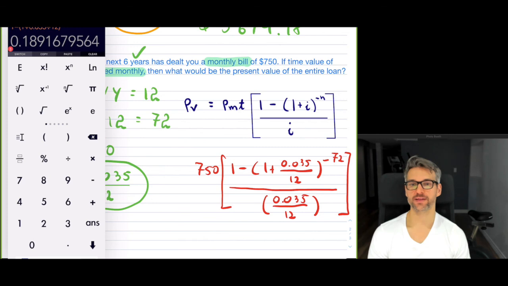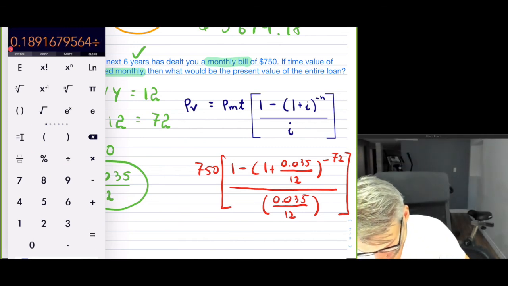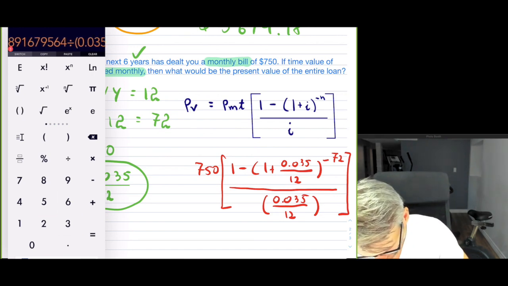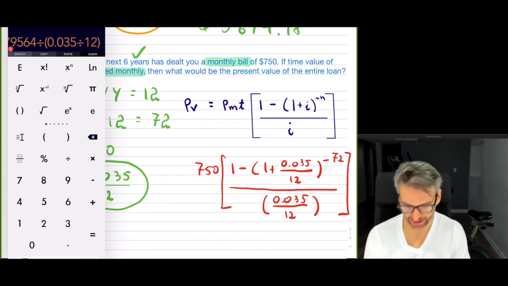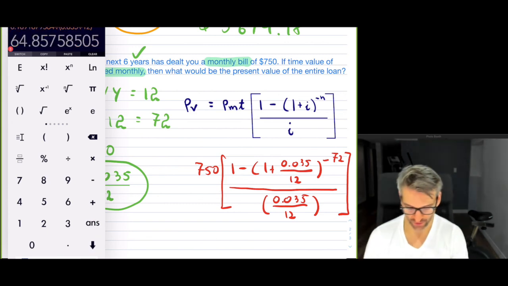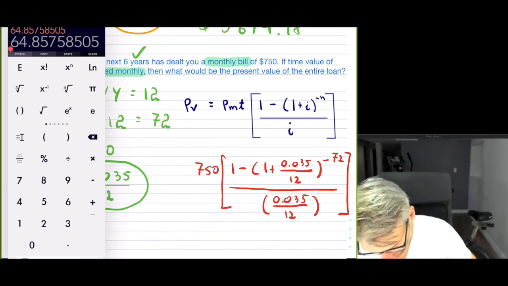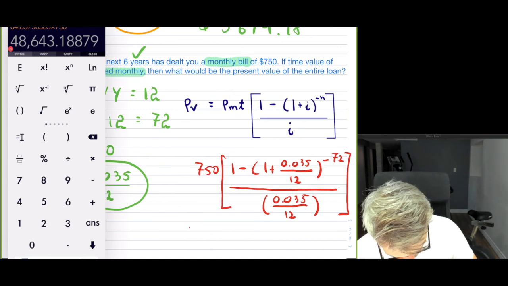So that's in your numerator, and now we're dividing our answer. So divided by, open bracket, 0.035 divided by 12, close bracket. Again, it's nice to keep it in brackets because you're dividing by the entire I. Now if I hit equals, this is what I get. Then I'll take my answer and multiply it by 750.